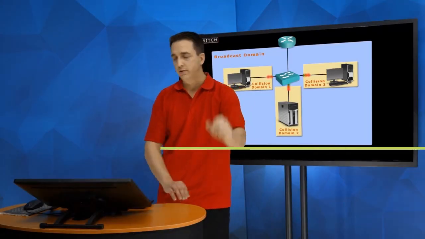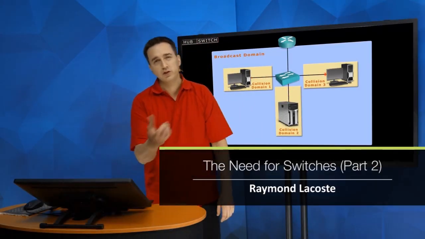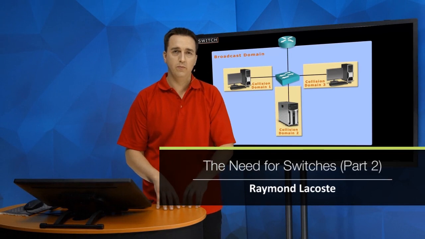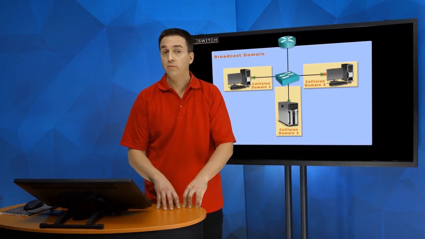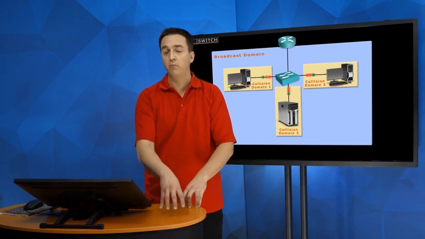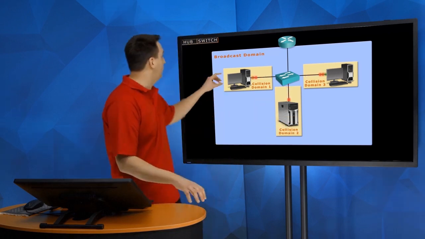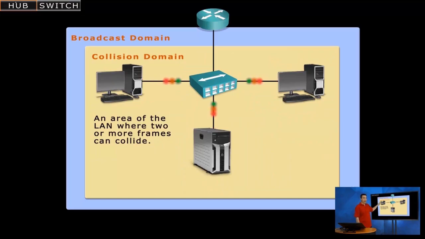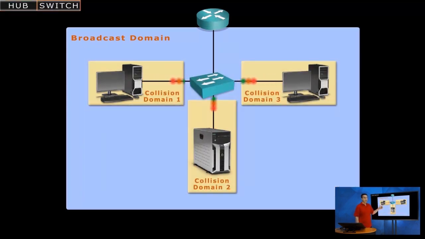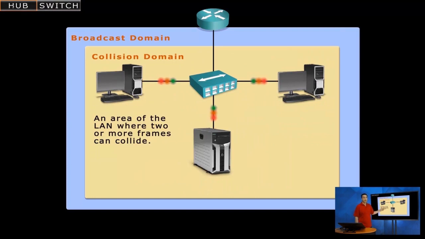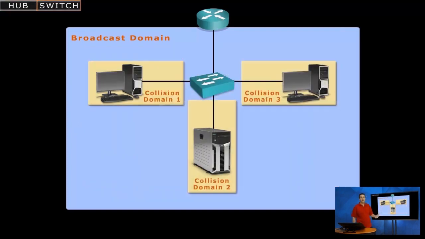So let me ask you this question. Is it better to have more collision domains or less collision domains? Well, just by looking at this, is it better to have one large collision domain or is it better to have 3 collision domains? With the one large collision domain, I see a collision happening. With the 3 smaller collision domains, I don't see any collision happening.